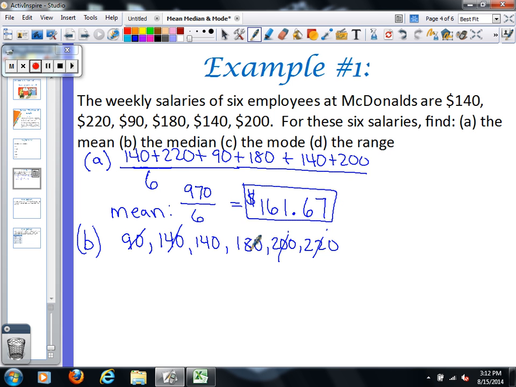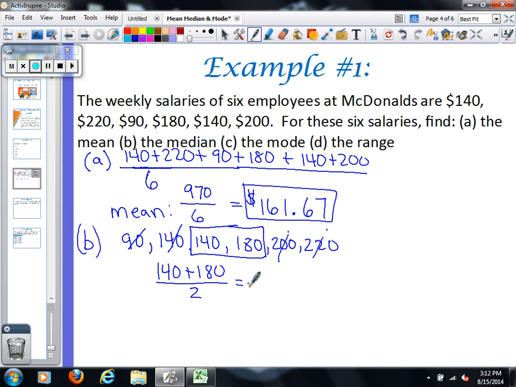Now if I cross these off, I don't have a number in the middle, okay? If I had an odd number of numbers, then I would be left with one number in the middle. But in this case, I have an even number of numbers. So I have 2 numbers left in the middle. So what I'm going to do is take these 2 numbers here and find the average. So I'm going to take 140 plus 180, and I'm going to divide that by 2.